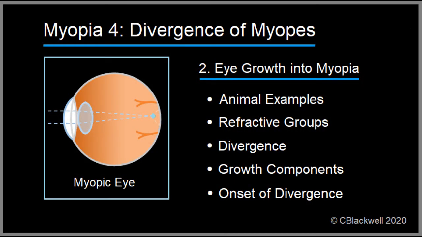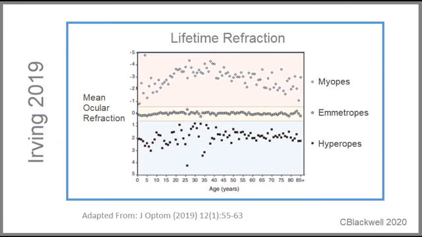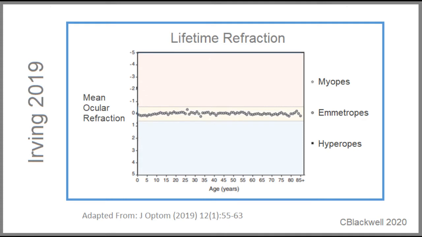We are ready to proceed into how the eye grows into myopia. In the big picture, over a lifetime, we see refraction divides into three groups with different behaviors. Emmetropes hold a very steady course over a lifetime. Hyperopes have more variability, but end up close to where they started.